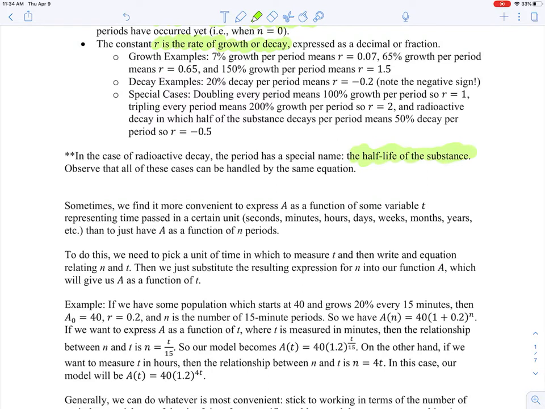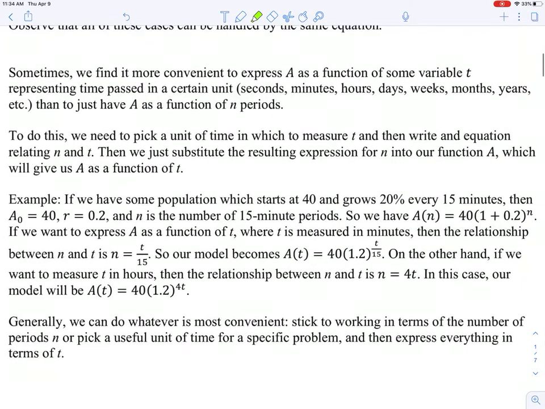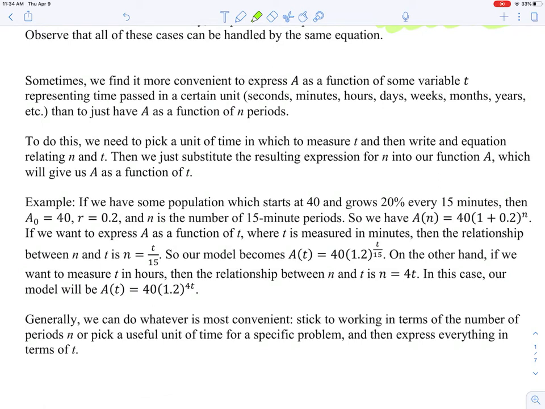This is so that you don't have to figure out in your head or as side work the number of periods that have occurred. I have an example here. Suppose we have some population that starts at 40 and grows 20% every 15 minutes. Then the initial amount, A sub 0, would be 40, r would be 0.2, and n would be the number of 15-minute periods that have occurred. So instead of having to think, well, if 30 minutes have passed, how many periods have occurred, which would be 2 periods, we can figure out the relationship between n and t.